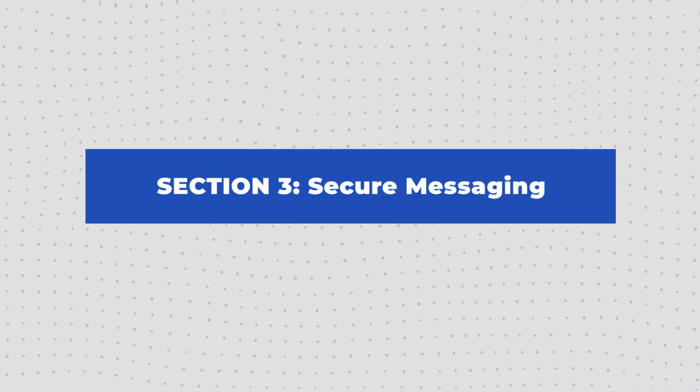Now, let's talk about secure messaging. Secure messaging means making sure that the messages you send and receive are private and cannot be read by anyone else. It's like having a private conversation where only you and your friend can hear each other. We want our app to be a safe place for teachers and parents to communicate. Secure messaging ensures that your conversation stays private and protected from unwanted eyes.